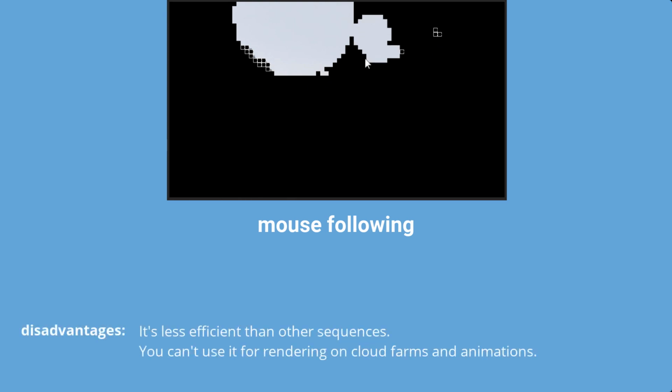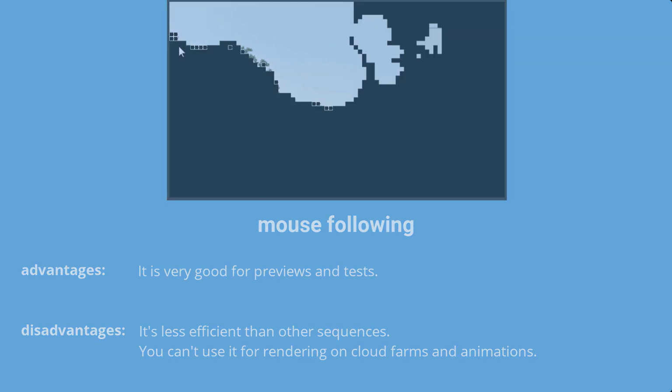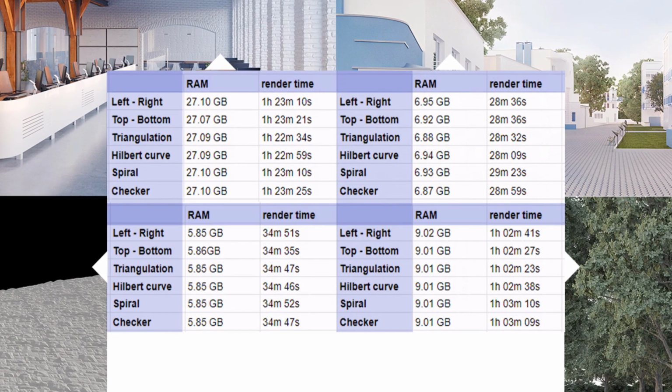You can also use mouse following as the rendering sequence, so the buckets will follow the mouse arrow movement on the frame buffer. It's less efficient than other rendering sequences, and also you can't use it on cloud render farms and when you render an animation, so it's only useful when you render a still image or run tests on your local computer. Now let's have a look at the results of tests of different bucket sequences.